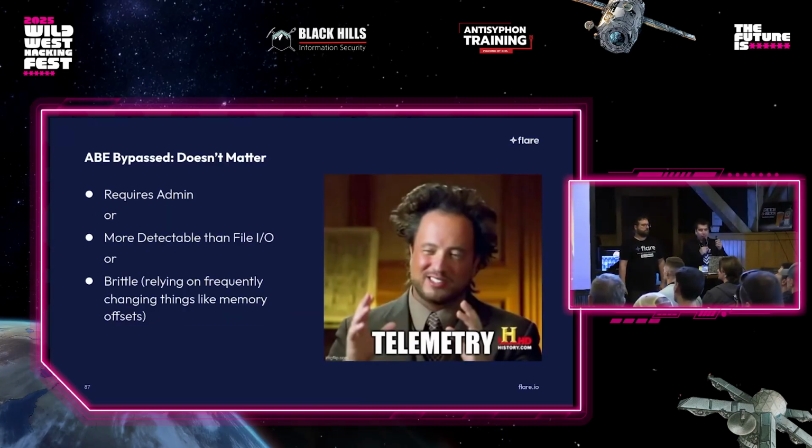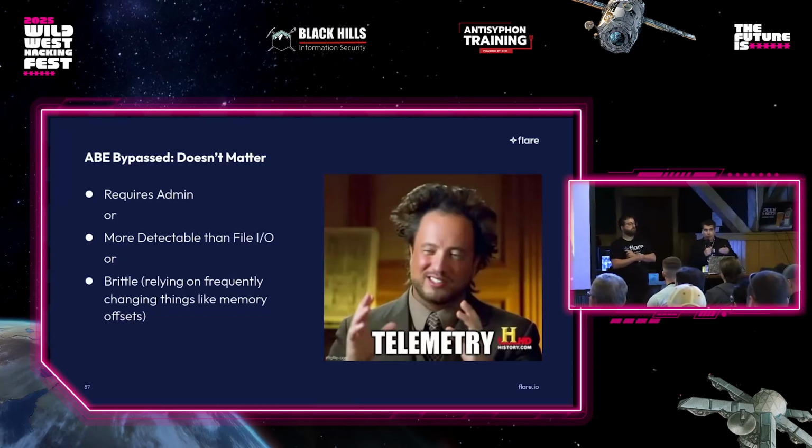Now, why doesn't it matter, okay? I know it's hard when you build something to arms race against the bad guys and then they bypass it instantly. But I'm here to tell you that we are still in a better position now than then, because all of these bypasses either require admin or are more detectable than file I/O. If you launch a Chrome process, this will leave a trace in the logs, something you can do something about during IR, something EDR or AV can look for. So there is more evidence that is left.